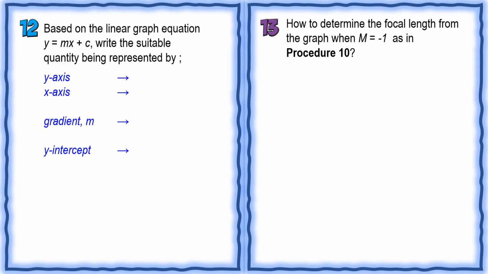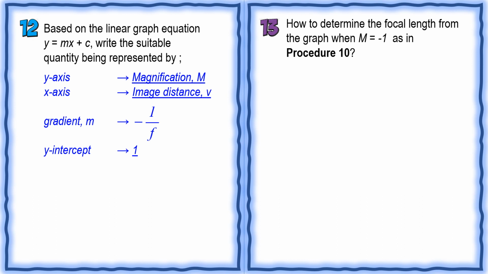Based on the linear graph equation, y is equal to mx plus c, write the suitable quantity being represented by the y-axis, x-axis, the gradient of the graph, and the y-intercept. So referring to the equation, our y-axis is the magnification m, our x-axis is the image distance v. Because of that, the gradient is equal to negative 1 over f, and the intercept is at 1.